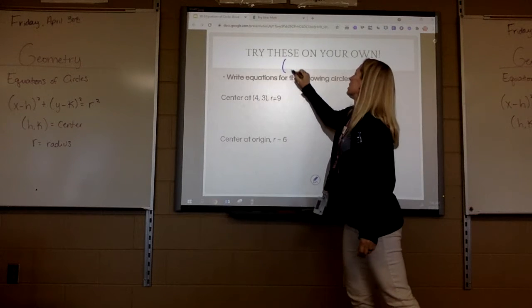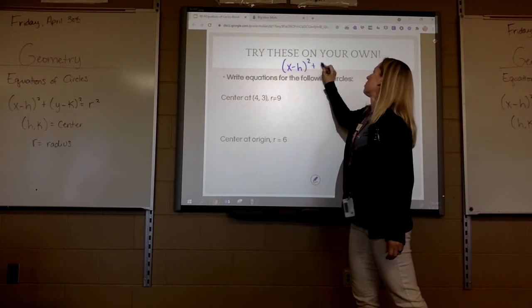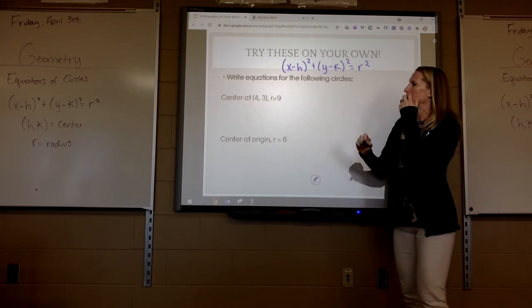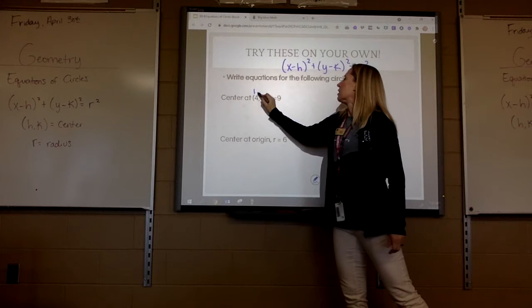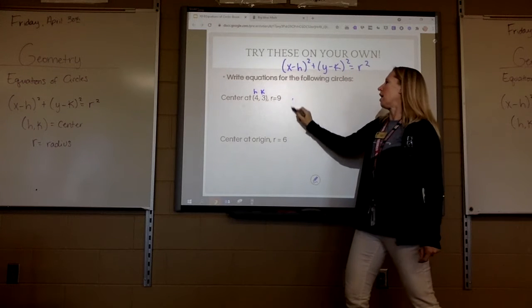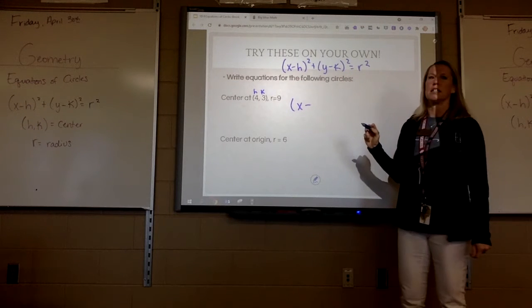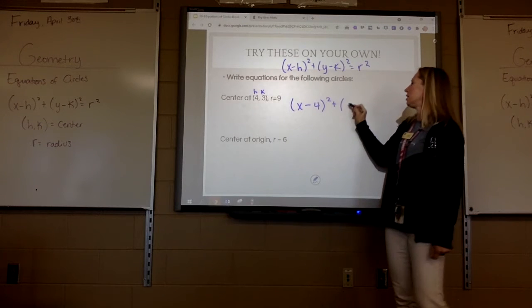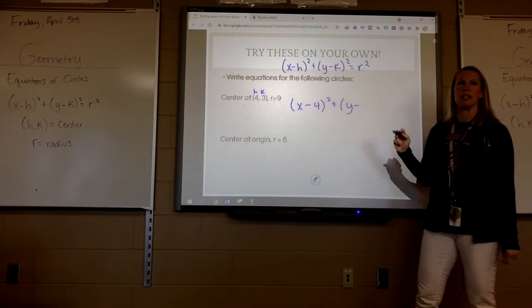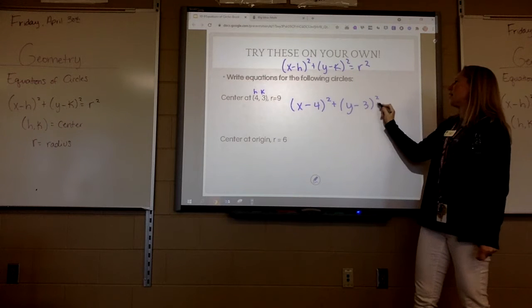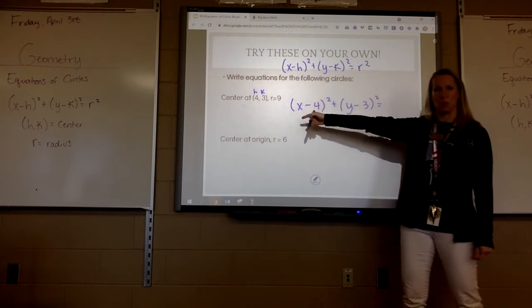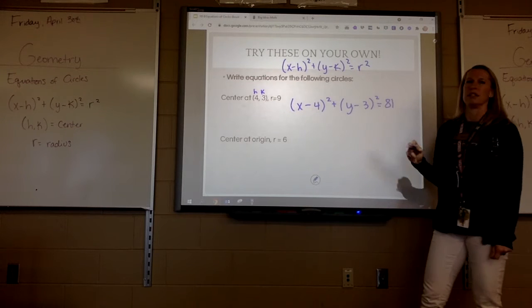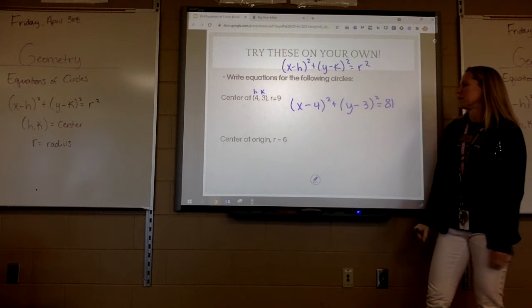So the equation is (x minus h) squared plus (y minus k) squared equals r squared. This is h and k, so I would write x minus 4 squared plus y minus 3 squared equals, what is 9 squared? 81. 9 squared, 9 times 9, 81.